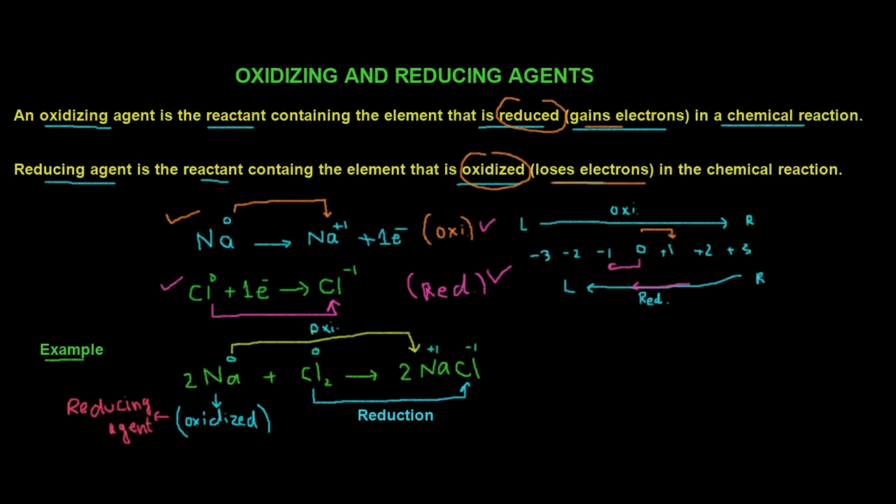While in case of chlorine, as you can see, this chlorine atom is being reduced, because chlorine atom is showing reduction. So you can say that the chlorine atom is being reduced. It has gained an electron from the sodium atom, so this chlorine atom is being reduced, and if it is being reduced, it means it is acting as an oxidizing agent.